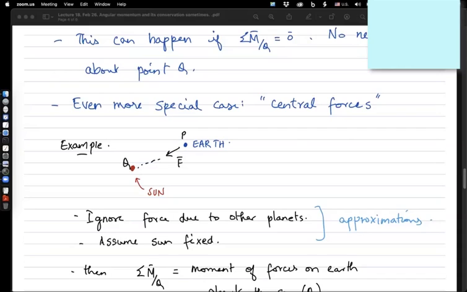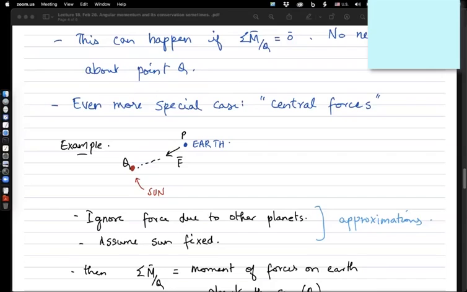The Earth should be pulling on the sun too. That's right. So there's an equal and opposite force on the sun, which is F in the opposite direction, basically minus F. That's right. So I'll fix that.